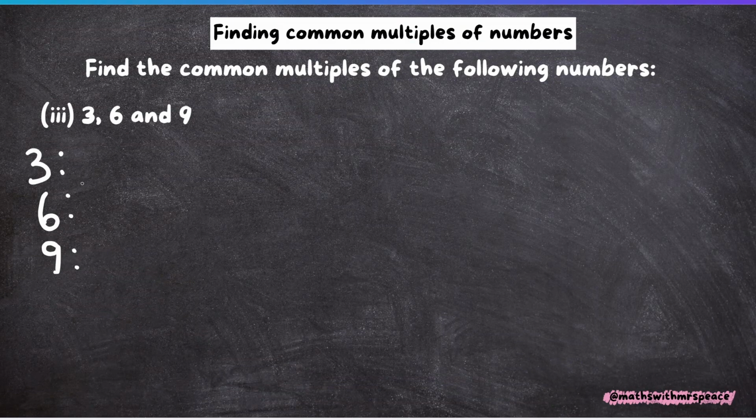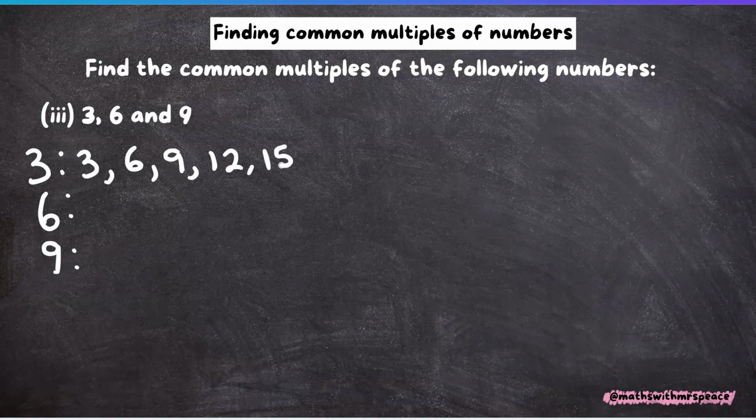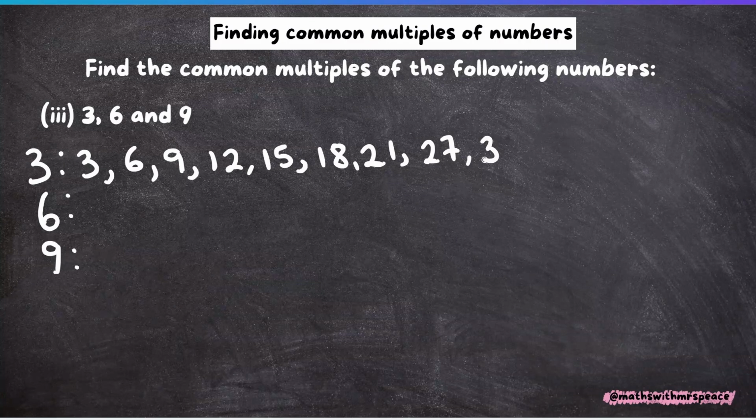So for the multiples of 3, we're going to have 3, 6, 9, 12, 15, 18, 21, 27, 30, 33, and 36. So there you have the first 12 multiples of 3.